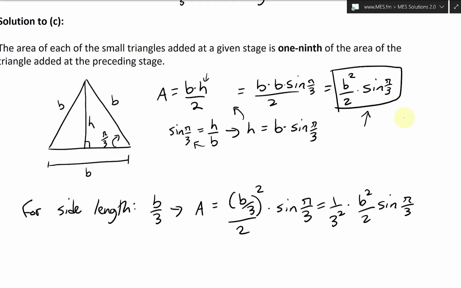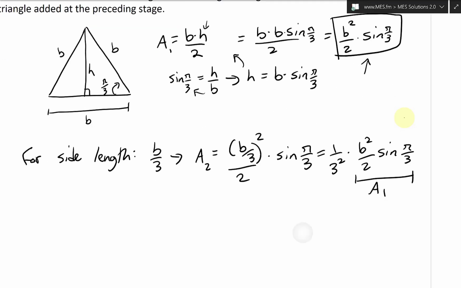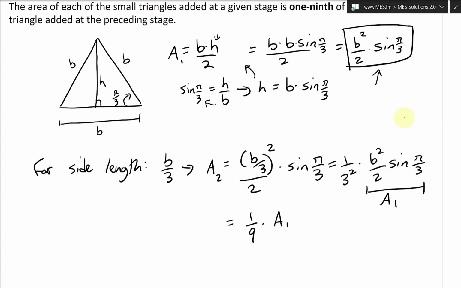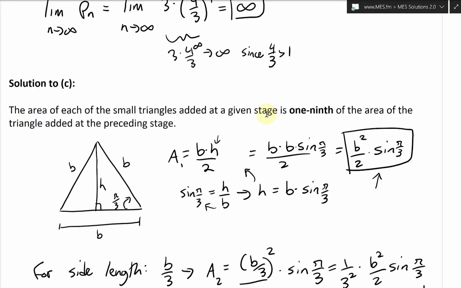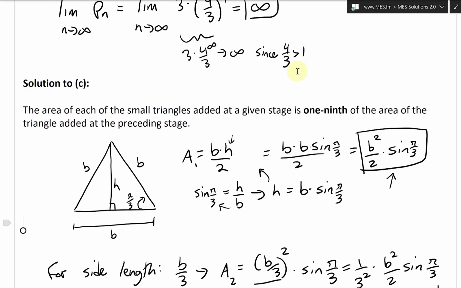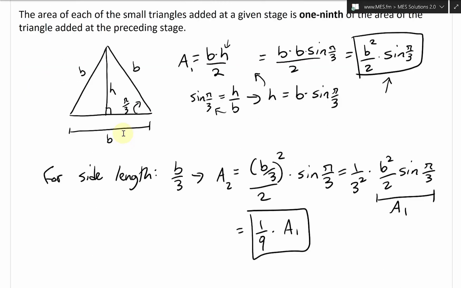And this whole thing is the previous area. I'll write this as A1 and call this A2. So A2 is equal to 1 over 9 times A1. So it's 1/9 of the previous one, and we can bold that or circle it. There it is: at any given stage, it is 1/9 of the area of the triangle added at the preceding stage.